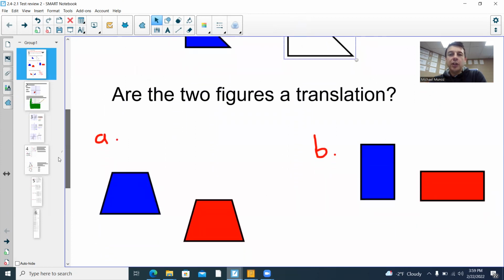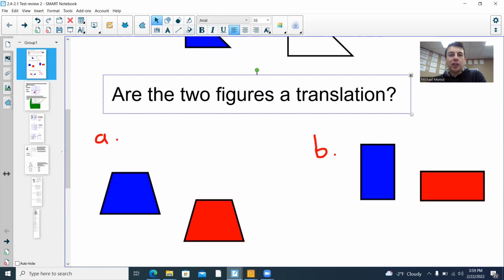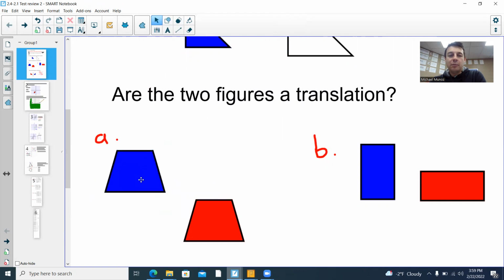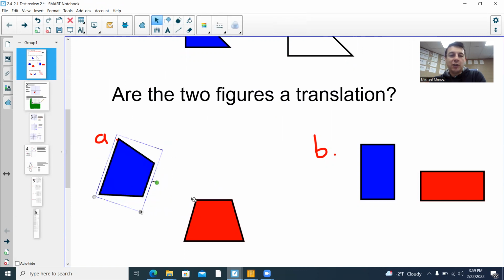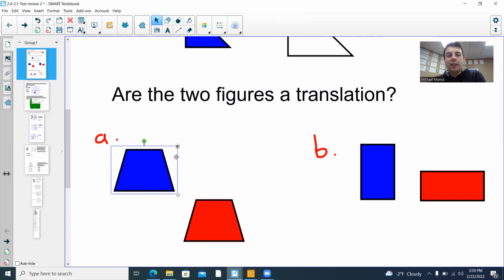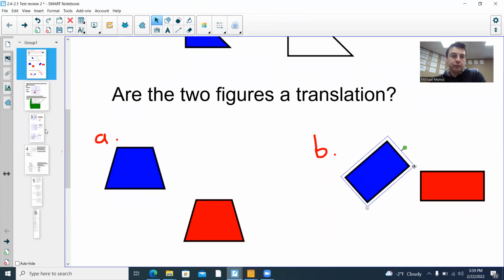Then we come down here. The first type of movement that we talked about is translation. Translation is when we can move a figure left and right, up, down, but we're not rotating it or switching its sides or flipping it or anything like that. So A would be an example of a translation. B would not be because it rotates.